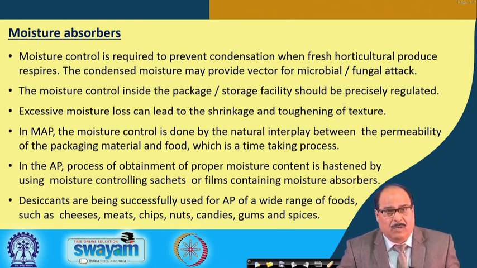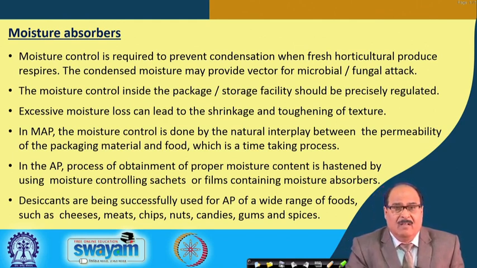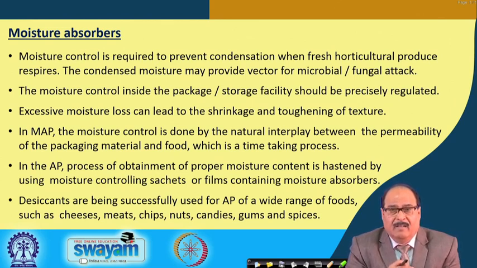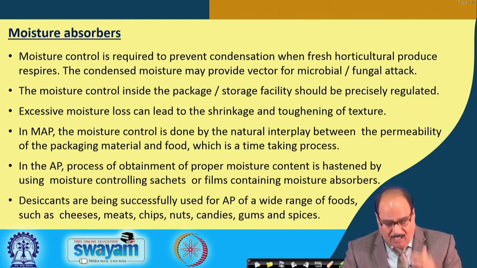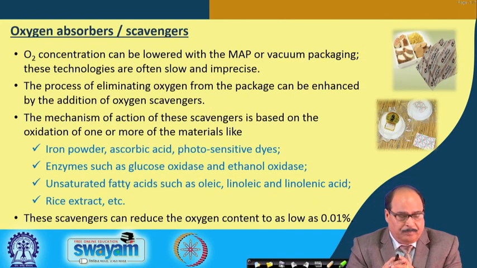And in the modified atmosphere packaging, as I was telling, the moisture control is done by natural interplay between the permeability of the packaging material and food, which is a time-taking process. So, in active packaging, this process of obtainment of the optimum moisture is hastened by using moisture-controlling sachets or films containing moisture absorbers. Desiccants are being used successfully for the active packaging of a wide range of food materials such as cheese, meats, chips, nuts, candies, gums and spices, etc.